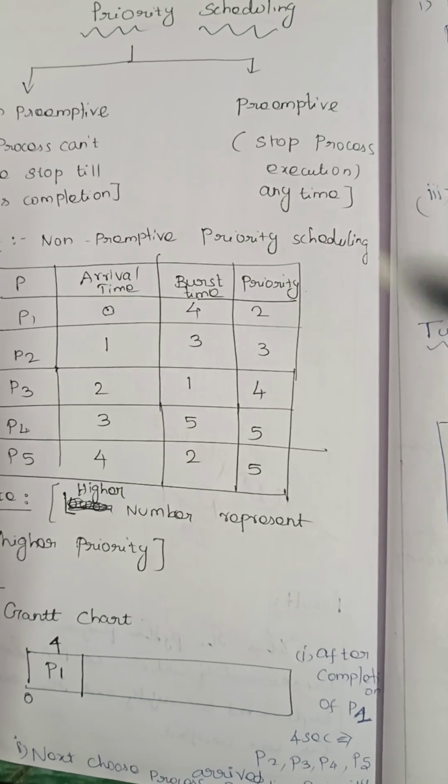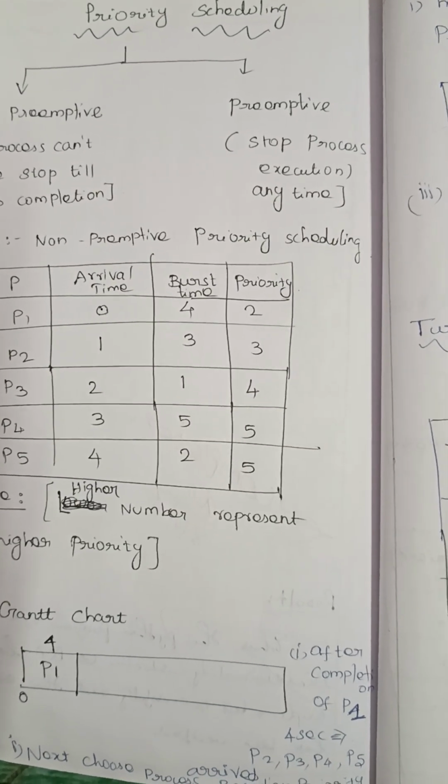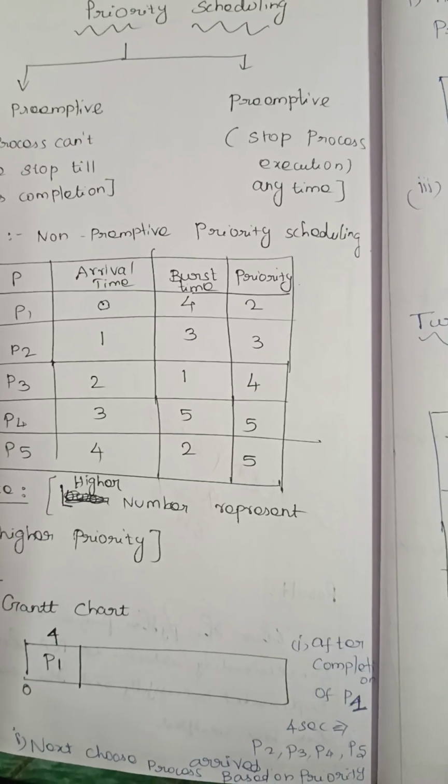And then preemptive means we stop the process before the execution is completed.